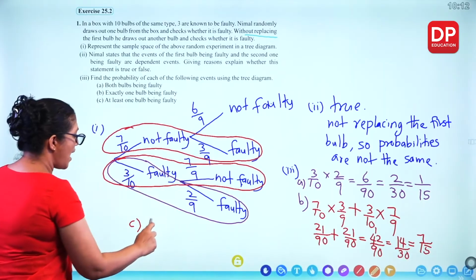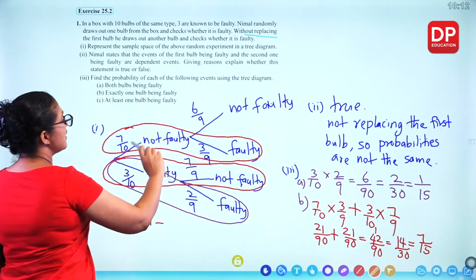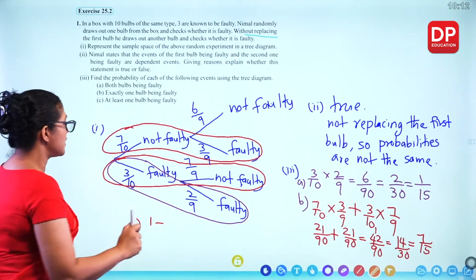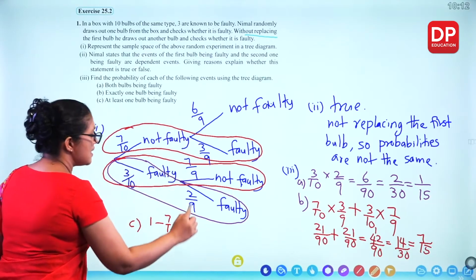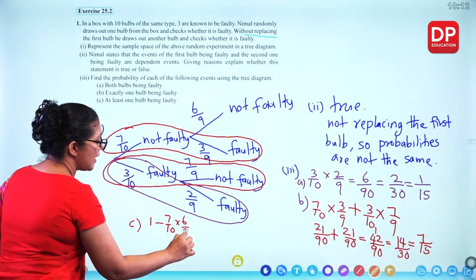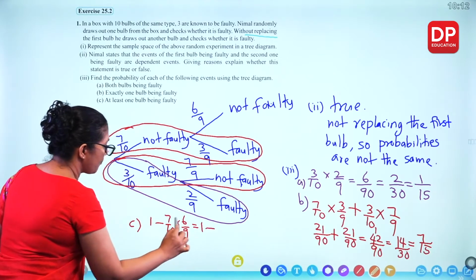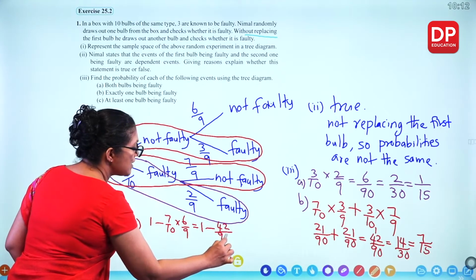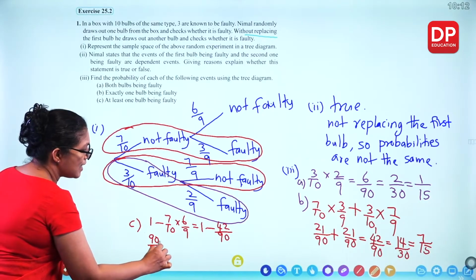So 1 minus not getting, so not faulty, both are not faulty. So I can do 7 over 10 times 6 over 9. So 1 minus 42 over 90, or I can write 90 minus 90 over 90.